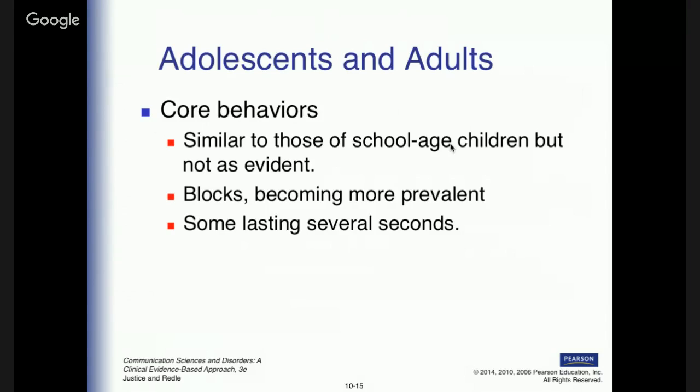As people get older, it's going to be similar to school-age children, but adults are really good at hiding their stuttering, really good at avoiding, changing words, knowing exactly when they're going to stutter and how they're going to stutter, just from having years of experience with it. And so they do these things not to stutter. But then when they do stutter, sometimes it turns into a huge moment because there's this buildup of, oh my gosh, I'm going to stutter and I don't know how to get out of it.